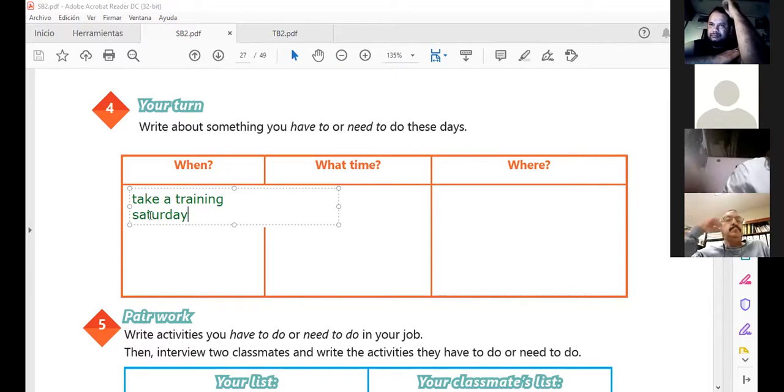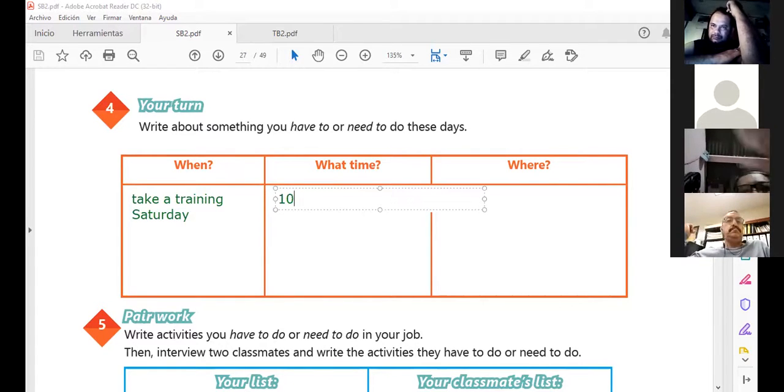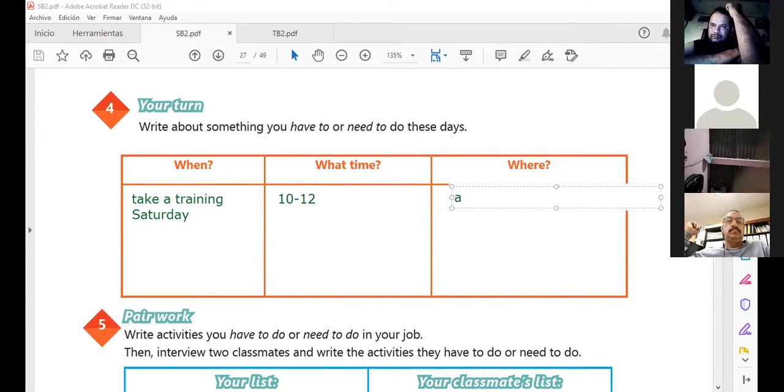Saturday, what time? Vaya, aquí los días de la semana, como ustedes saben, se escriben en mayúsculas, ¿verdad? When? Saturday. What time? It's from 10 a.m. to 12 p.m. Where? At home. Ahora con las nuevas modalidades, todo es en casa, ¿verdad? So, at home. So, that's what I need you to do. Eso es lo que necesito que hagamos primero, ¿ok?